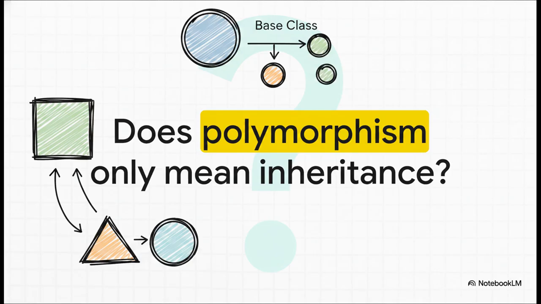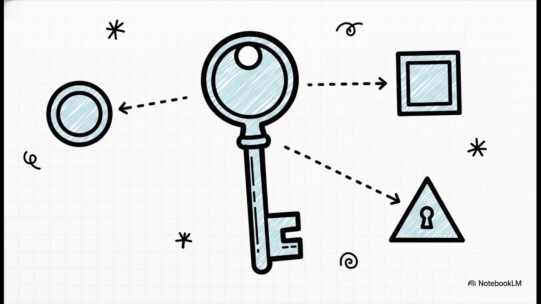Now, let's bust a really common misconception that trips up a lot of students in exams. You'll hear people confidently state this myth: polymorphism only means inheritance. But is that actually true? We really need to clear this up before you write your next line of code. That is undeniably a myth.